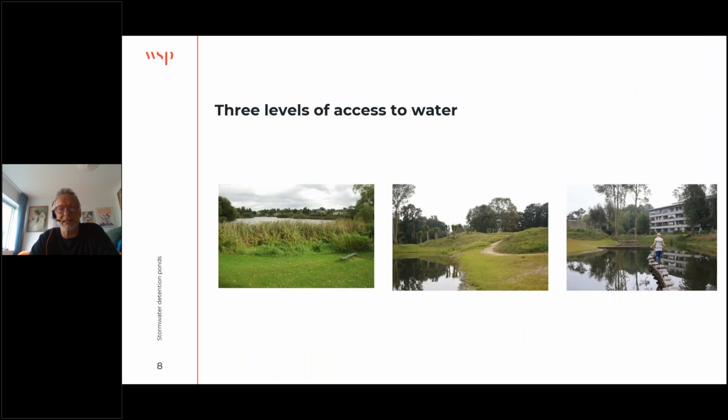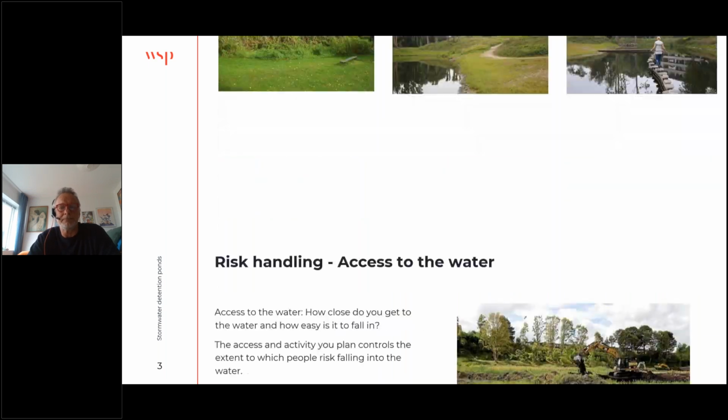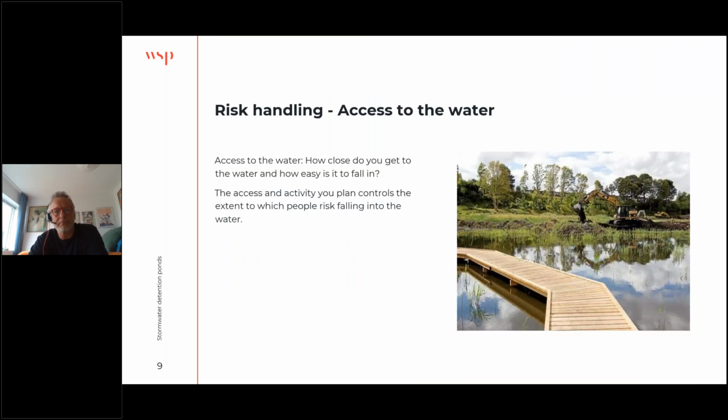Here are 3 examples. The first picture, we have got distance and plants to ensure that people don't fall in the water. Second example, you have access to the water. The path goes just by, it's close to a school. And the last example, people are actually playing on the water, in this case, on like a simple bridge. Risk handling is all about to take measures that fits the access you've got to water.